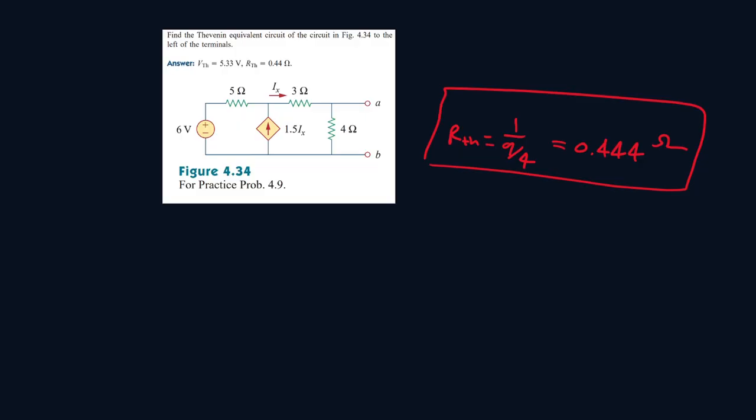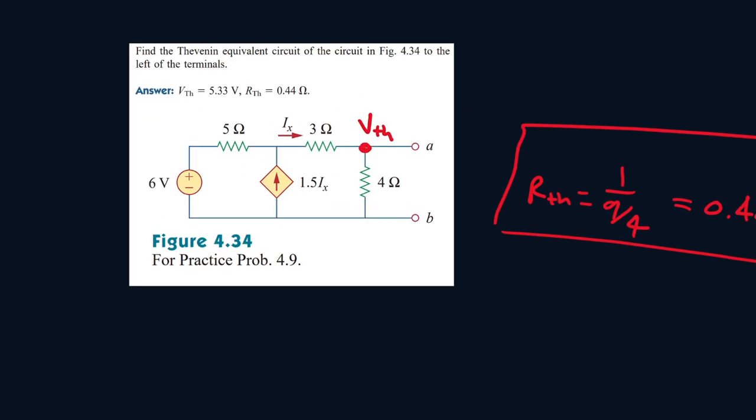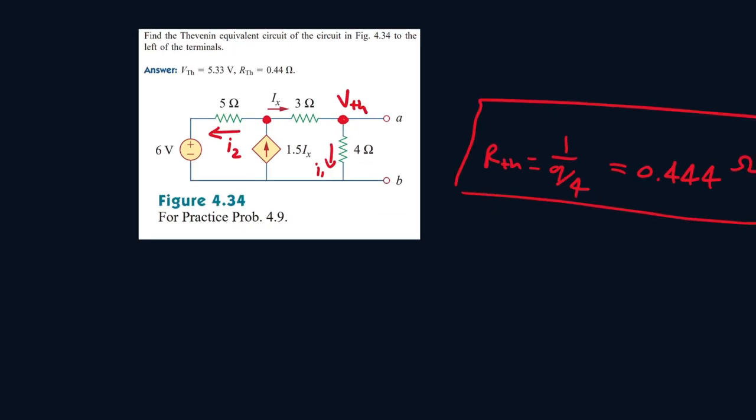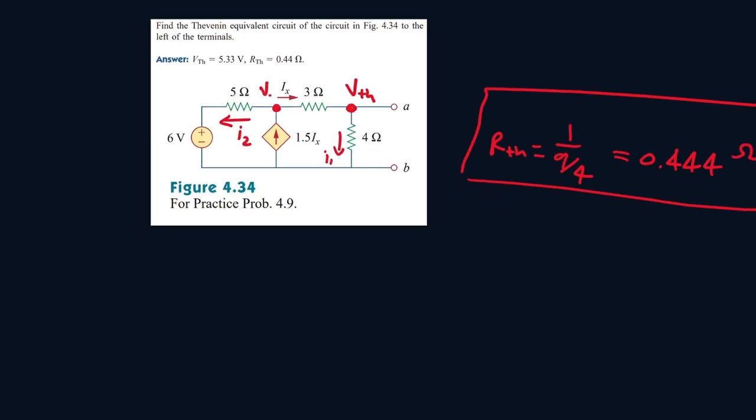Alright, now let me erase all of this. Now let's find VTH. So it'll be the point at this region. To find VTH, let's see what we can do. We can do a node equation. So let's have a current passing in this direction. Let's start with here. Let's call this node I1. This one, let's call it IX. And this one, let's call it I2. And this node, let's call it VA.